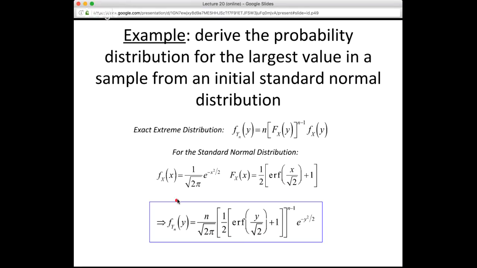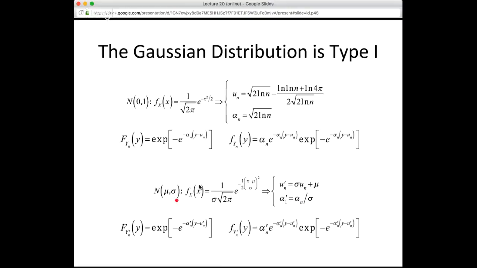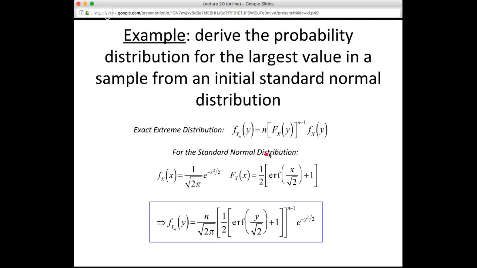Okay, so we just saw in this last slide the asymptotic distributions, the Gumbel distributions, which are approximate, they're not exact. Now we're being asked to determine the exact distribution for the largest value in a sample of size n. And remember, for the exact distribution, we have an exact result for the derived PDF. It's just equal to n times the CDF for x evaluated at y raised to the n minus 1 times the PDF for x evaluated at y.